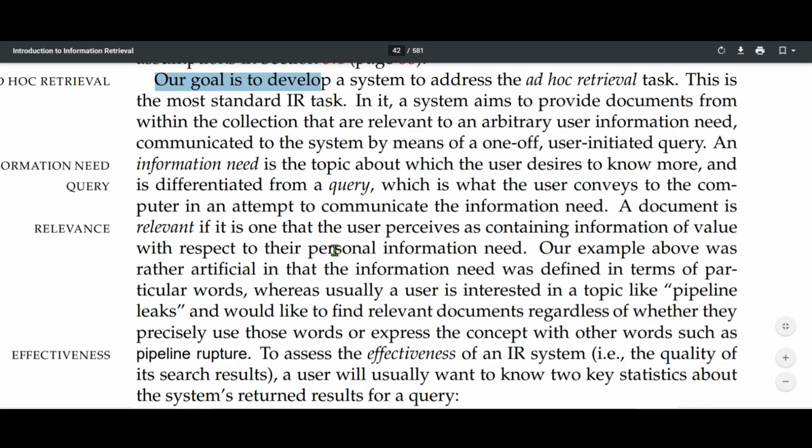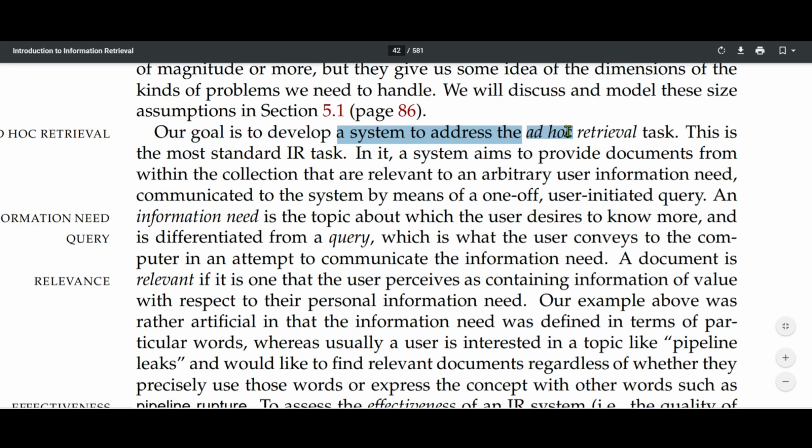Our goal is to develop a system to address the ad hoc retrieval task. This is the most standard IR task. In it, a system aims to provide documents from within the collection that are relevant to an arbitrary user information need, communicated to the system by means of a one-off user-initiated query.